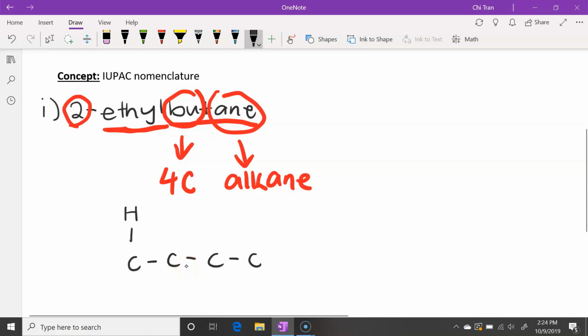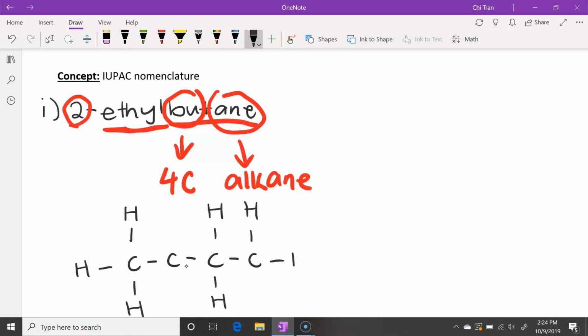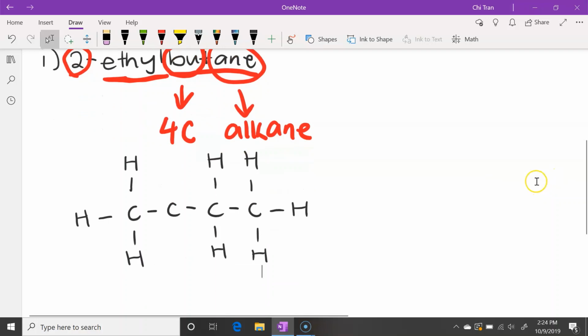So we can fill in the carbons connecting to hydrogens, excluding the second carbon. And we would have something like this. And then on the second carbon, we know that it's a substituent of an ethyl. So it will be connected to 1 hydrogen and an ethyl group.